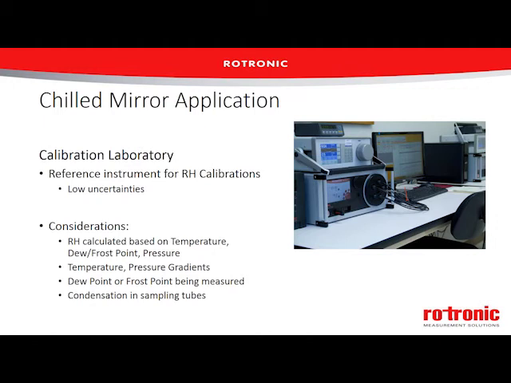Some of these chilled mirrors actually use a sample tube coming from the environment that we're trying to measure to bring that gas to the chilled mirror head itself. If we're taking a sample gas from a warm, humid environment and running that sample tube through a colder environment, we have to make sure that we don't get condensation in the sample tube, because then we'd be pulling moisture out of the gas stream and we'd get an incorrect dew or frost point reading. So those are some of the considerations we need to make sure that we're getting a good measurement when we're using a chilled mirror.